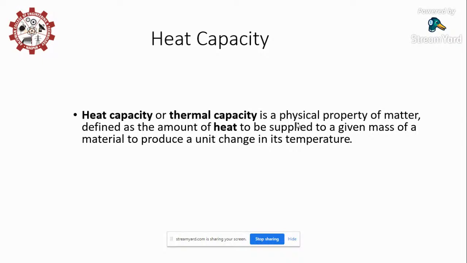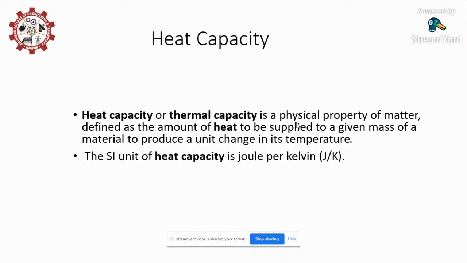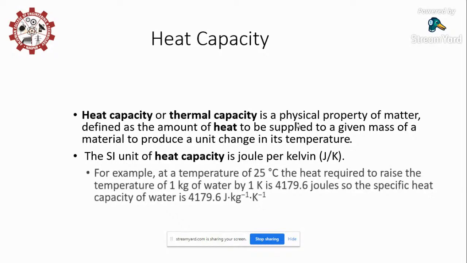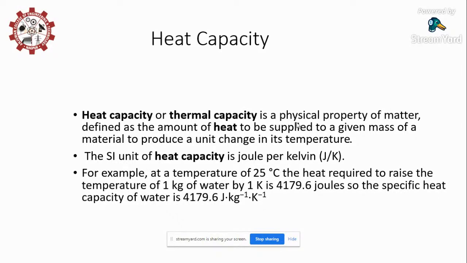Okay, someone says, Ruxana says, yes, they understood. Fine. Moving ahead. So, the SI unit of heat capacity is basically joules per Kelvin. Okay. For example, just understand the term heat capacity or thermal capacity with a very simple example.